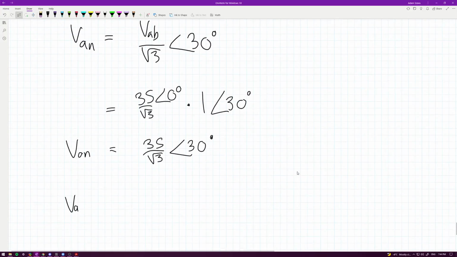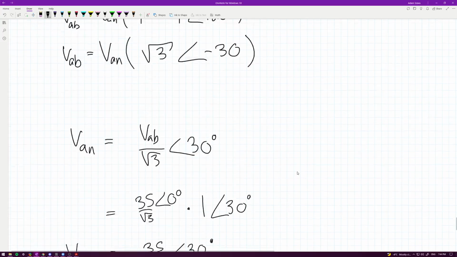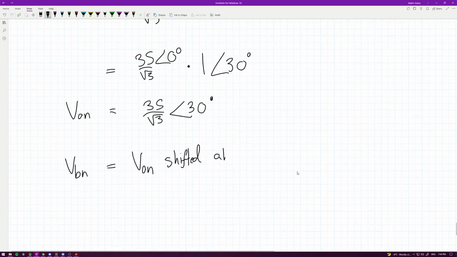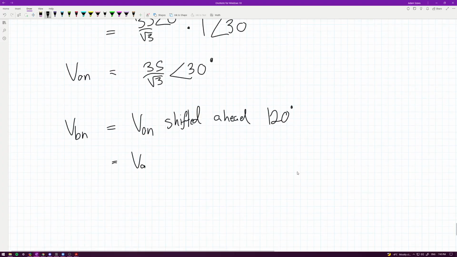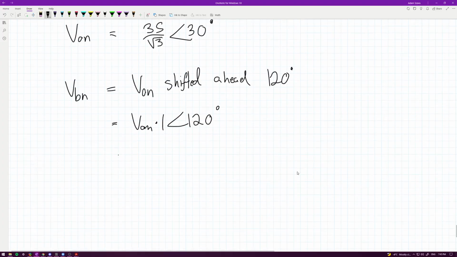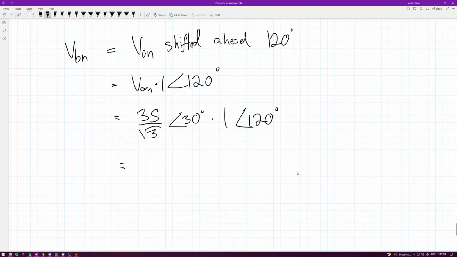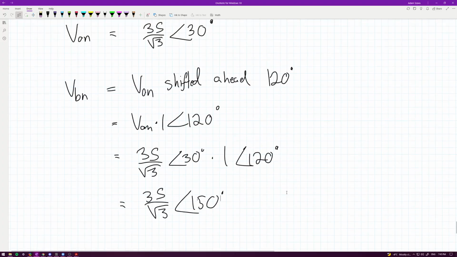Now if you want to find VBN, it's really no stress. All you have to do is take VAN and shift it ahead 120 degrees, multiplying by 1 to an angle 120. So that's 35 over root 3 to an angle 30, times 1 to an angle 120, which is 35 over root 3 to an angle 150. There we go, shifted ahead.